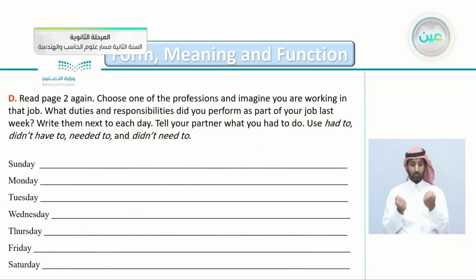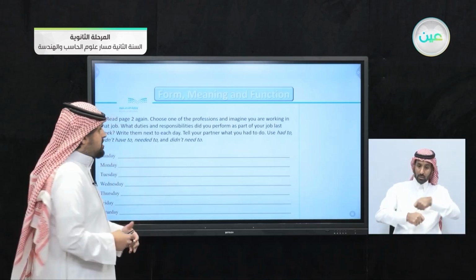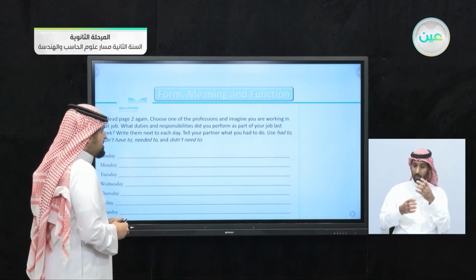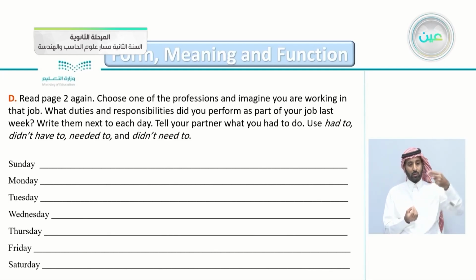Exercise D here, read page 2 again. If you remember page 2 from the listen and discuss, with some professions there like a surgeon or a zoologist. Choose one of the professions and imagine you are working in that job. What duties and responsibilities did you perform as part of your job last week? Write them next to each day. Tell your partner what you had to do. Use had to, didn't have to, needed to, and didn't need to.